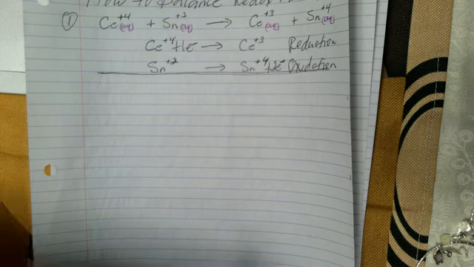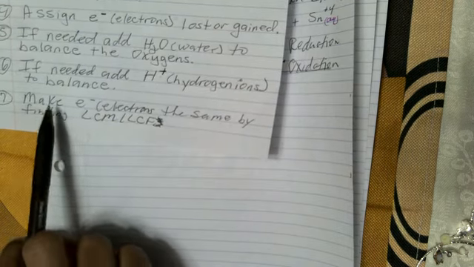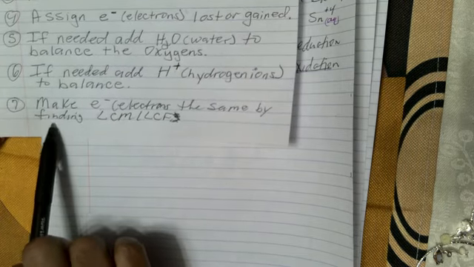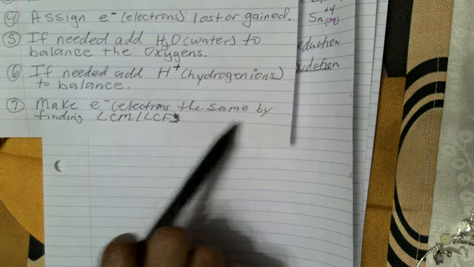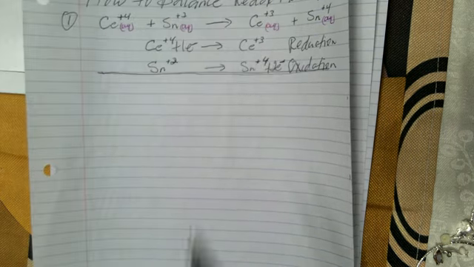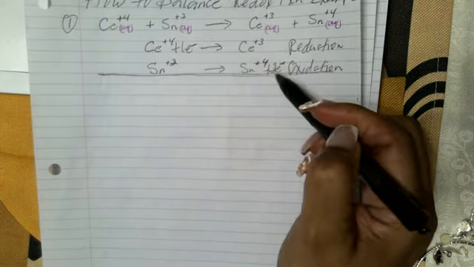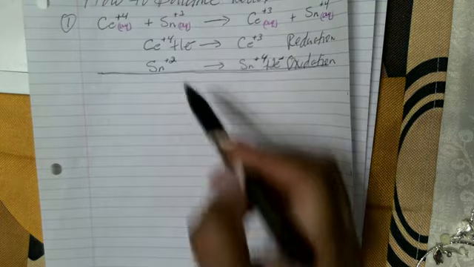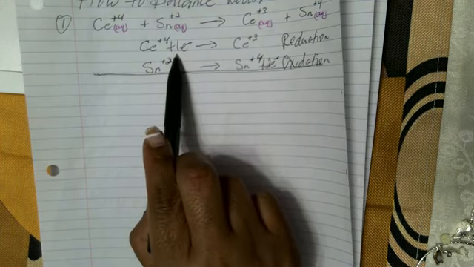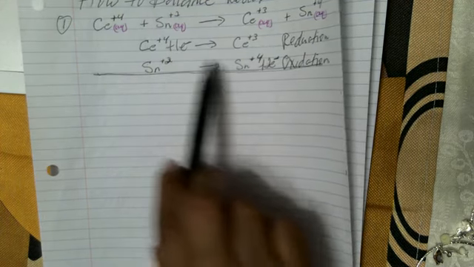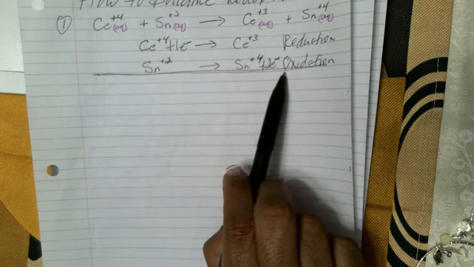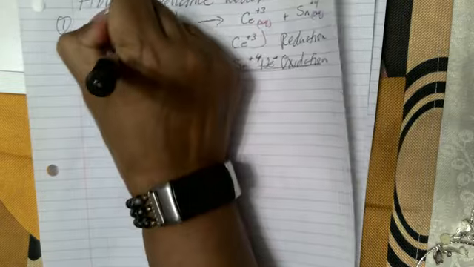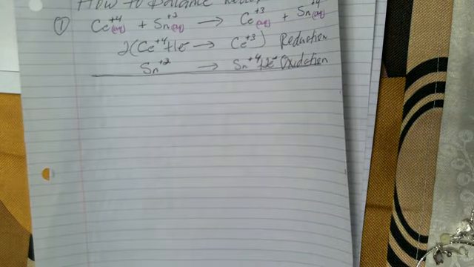So let's take a look at our next rule. Our next rule is if needed, add hydrogen ions. We don't have to do that because I don't have to balance out hydrogens. Then it says make the electrons the same by finding the least common multiple. What's the least common multiple between 1 and 2? That's right, it's 2. So I have to make the electrons the same. That's 1 electron here, that's 2 electrons here. So I got to make both of these the same. So what am I going to do? I'm going to multiply this top half by 2 to make them the same.